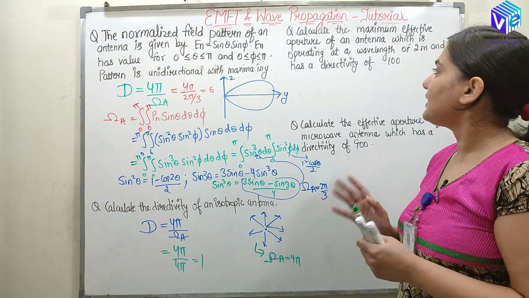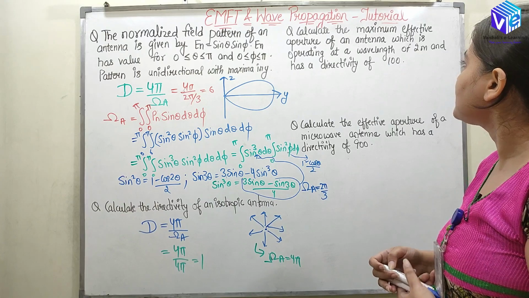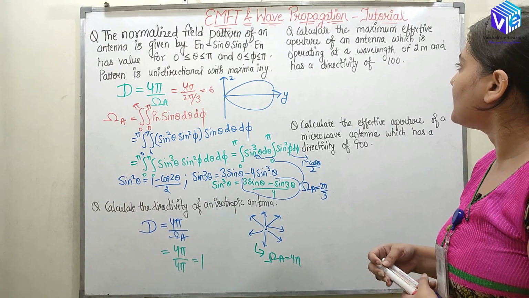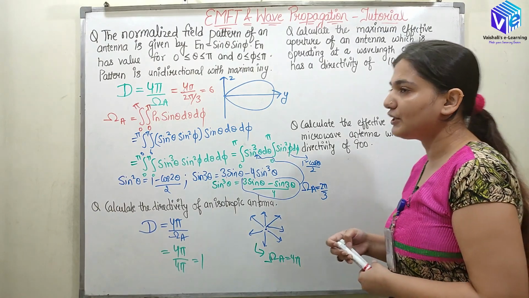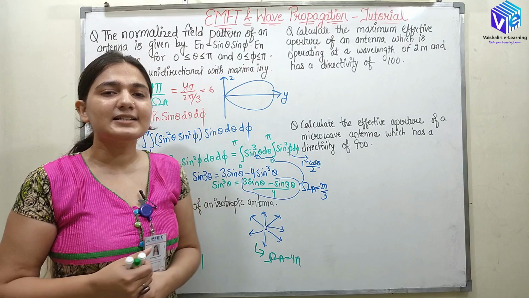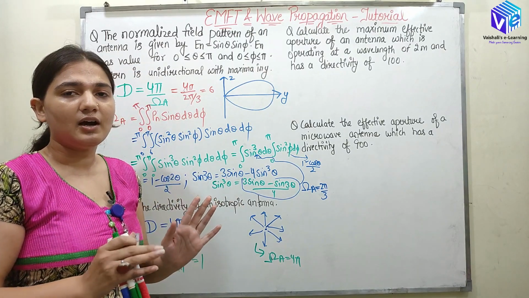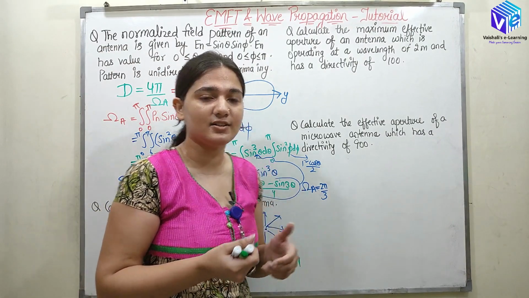Now coming to the next question. The next question states, calculate the maximum effective aperture of an antenna which is operating at a wavelength of 2 meter and has a directivity of 100. It's a really straightforward question. You just need to know the formula. And how will you get to know the formula? You have to see the lecture videos.